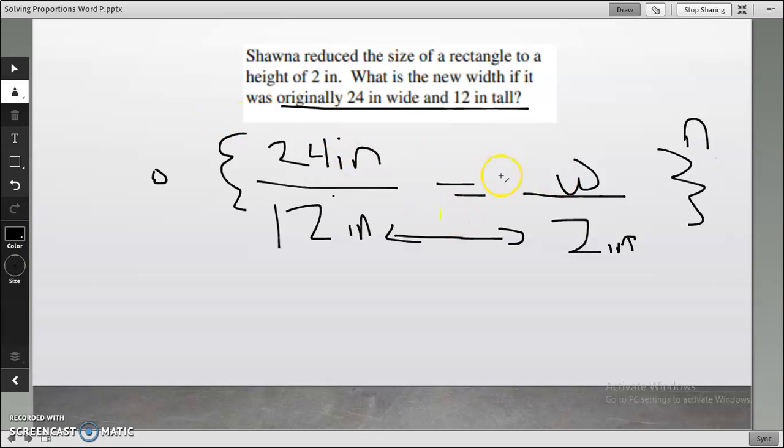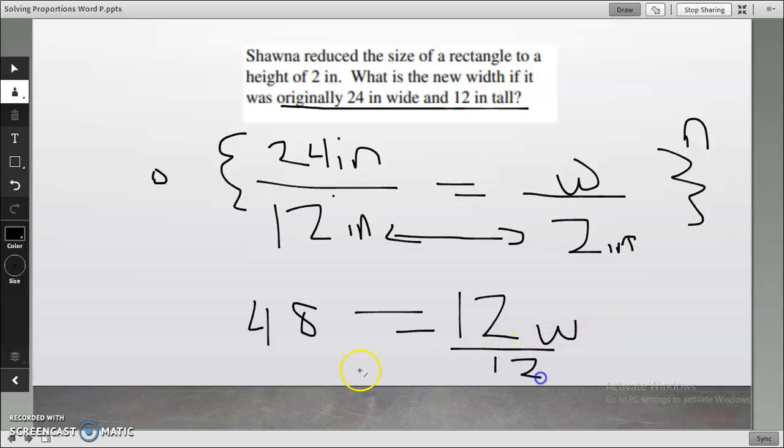Okay, so again, we'll cross multiply. We can solve for this. So 2 times 24 is 48 inches squared, but I'll put the dimensions on later. And 12 inches times W is 12W. So I'm going to divide both sides by 12 inches. And I get 4. So the width, 4 inches equals width. So that is the new width. So my new width is 4 inches.